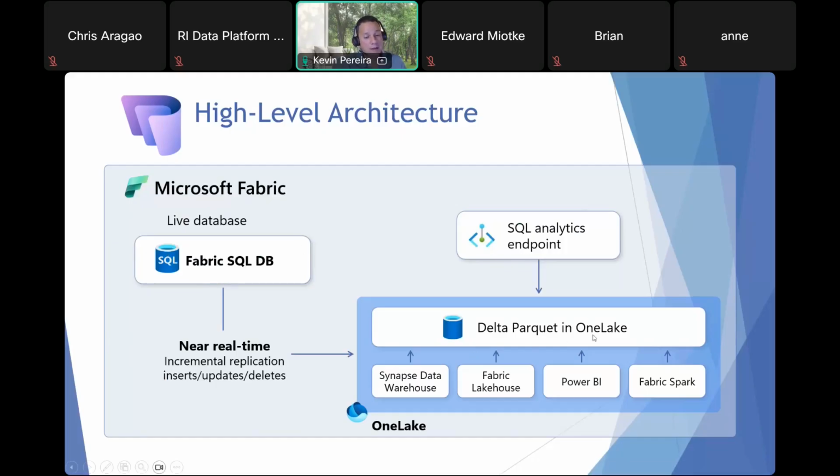But it's not just that. You actually have all these other compute engines that can access those same Delta Parquet files. You can access them from Spark, from Power BI, and from the Warehouse directly. You can also leverage the SQL Analytics endpoint to do cross-database queries, where you write a SQL query that joins to a table in your warehouse or a table in your lakehouse, all within the SQL Analytics endpoint, never really impacting your actual database.